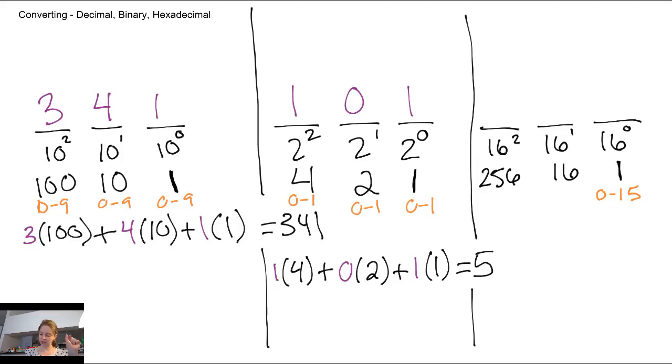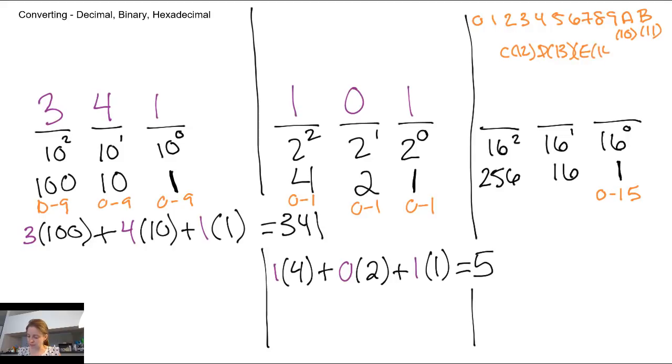So each place value in hexadecimal could be a 0, a 1, a 2, a 3, a 4, a 5, a 6, a 7, an 8, a 9. If you want to represent 10, you put an A. So A represents 10, B represents 11, C represents 12, D represents 13, E represents 14, and F represents 15.